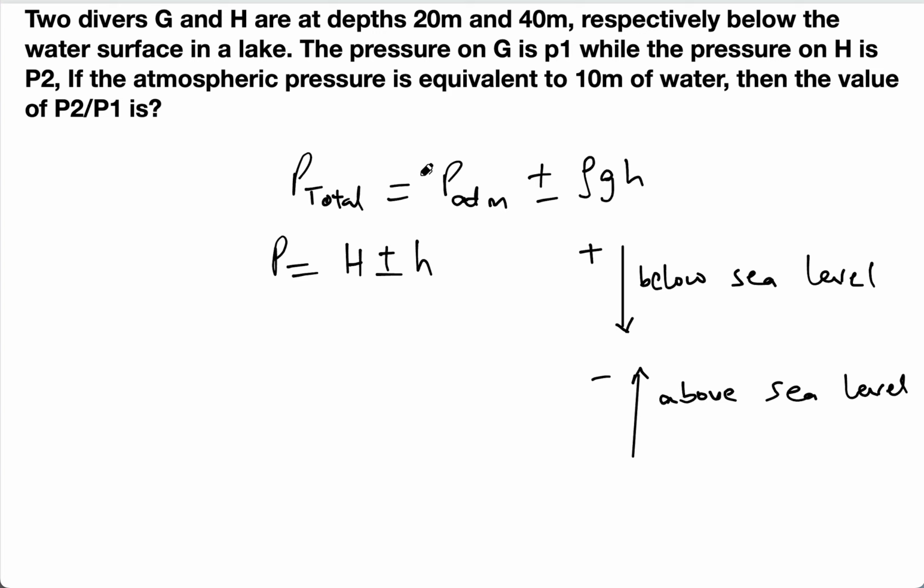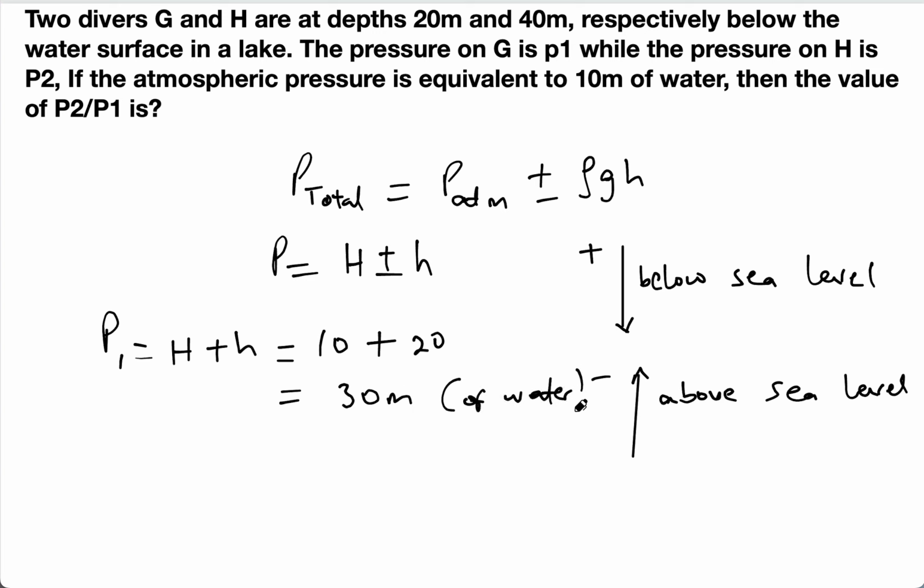Now, to use this, let's see what is happening here. Both divers are at a depth below the sea level. So that means P1 will definitely be the atmospheric pressure plus h, since they are below the sea level. So the atmospheric is 10 plus, according to G, 20 meters below. So the total pressure experienced by the diver G is going to be 30 meters of water.